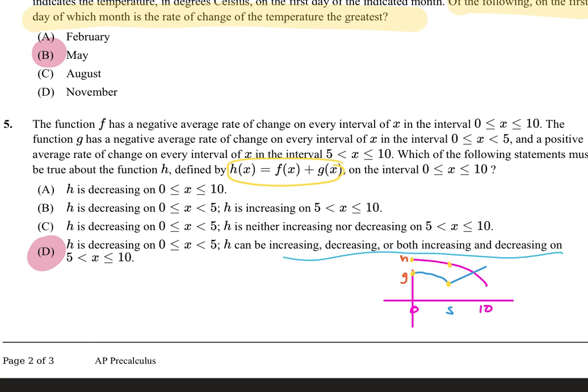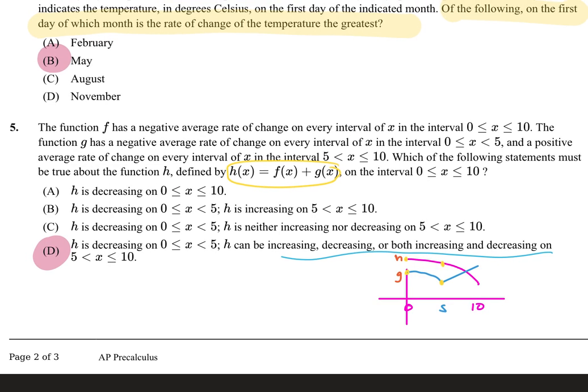Then from 5 to 10, it had a positive rate of change, but you don't know where on your graph it is. If it was really low, it could pull the other function really low. If it was really high, it would pull the function up higher. So this one is, you don't know. It could be increasing, decreasing, or both increasing and decreasing on that.